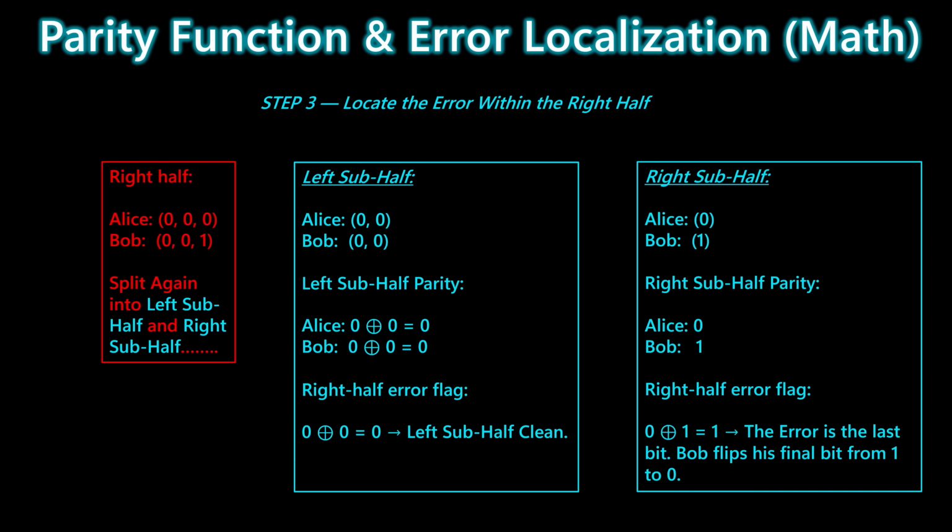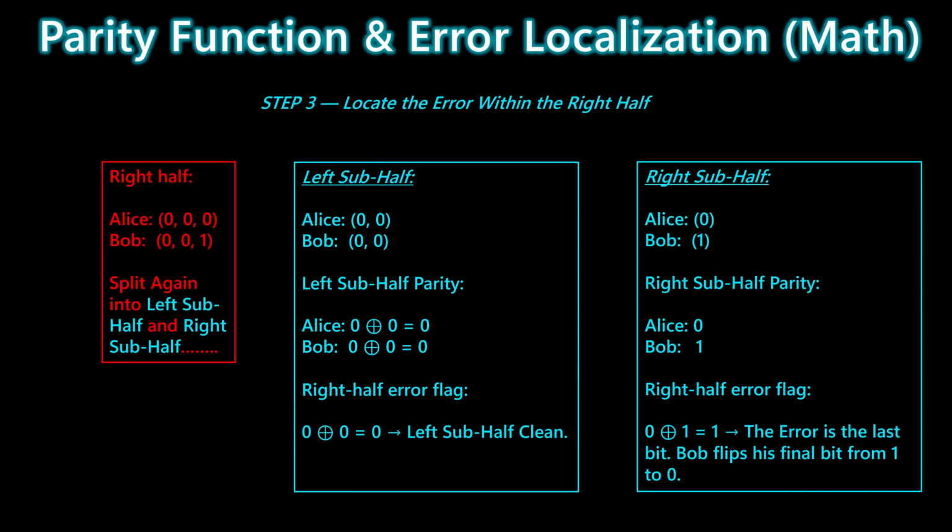And here's the beauty of the whole method. By only comparing parities, they never reveal the actual values of their bits. All they learn is where the mistake is, not what the correct bit should be. Since Alice's version is the reference in this protocol, Bob simply flips his final bit from 1 to 0, and that one small change brings Bob's entire block into perfect agreement with Alice's. This is how BB84 cleans up noise in the key. A few rounds of parity checks, binary splits, and one final correction.